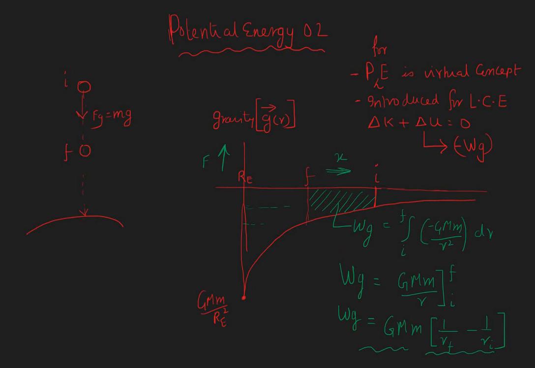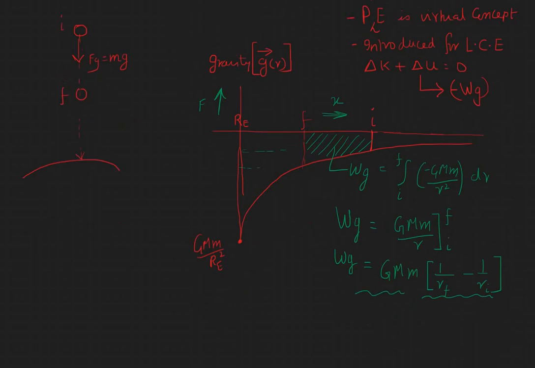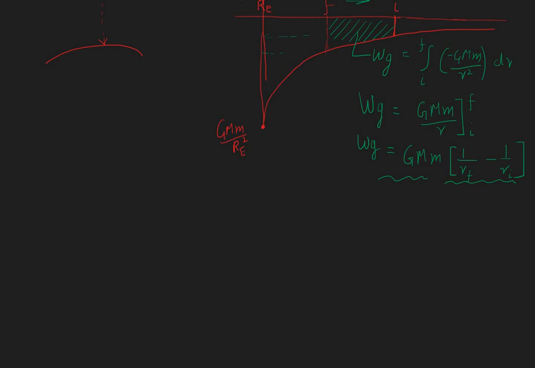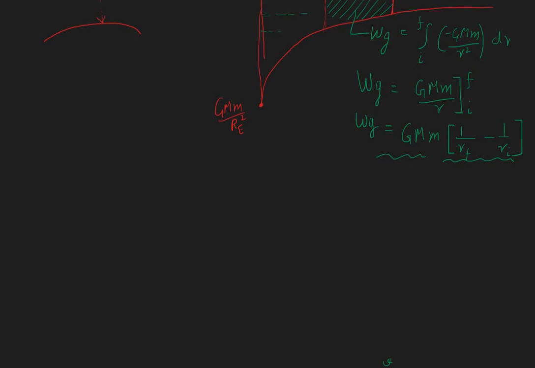We can infer a lot from this, so corollary 1. The work done by gravity in moving an object from R to infinity would be equal to G Mm into 1 by infinity minus 1 by R. That's minus G Mm by R. So this is the first corollary.